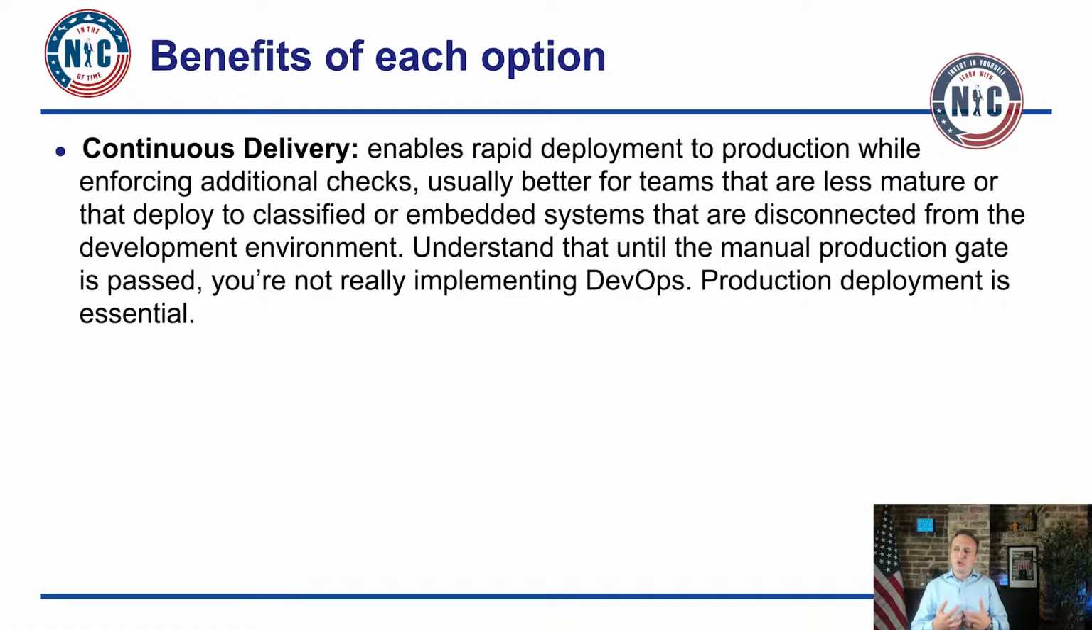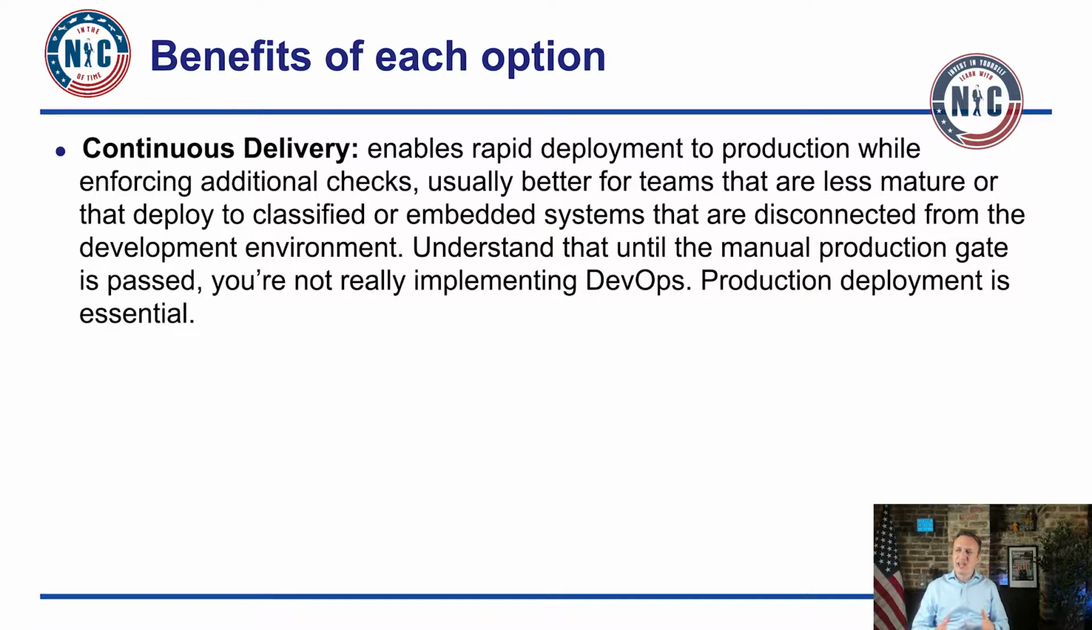So let's take a look at the benefits of each option between continuous delivery and continuous deployment. Continuous delivery enables you to do rapid deployment to production while enforcing additional checks. It's really better for teams that are less mature and ready to deploy to production environments seamlessly. It's also easier for teams that are deploying to classified or embedded systems that are disconnected from the development environment.